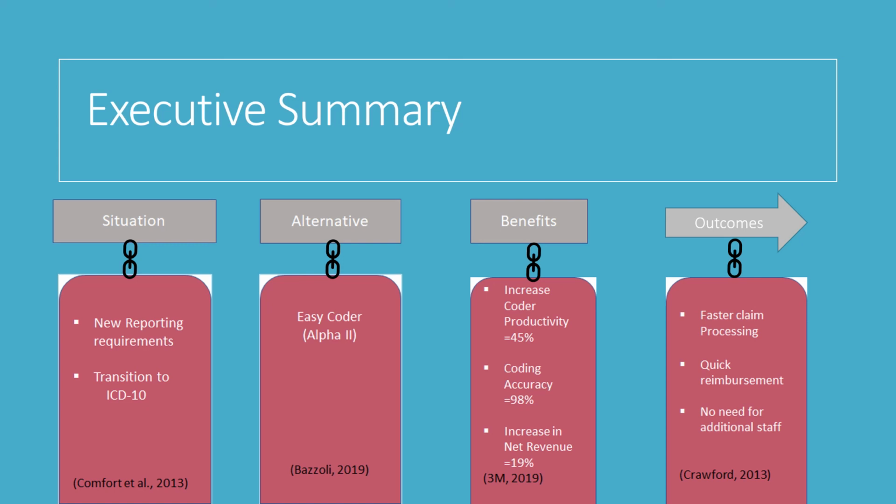Now, outcomes. There are outcomes. The adoption and implementation of this CAC system will improve many factors in the Health Information Department. But no need to fear. It will not take over and make people lose their jobs, but it only helps increase productivity. Also, it reduces claim denials, results in faster claim processing and quicker reimbursements. And there is no need, I say again, no need to hire more staff since it will increase the accuracy and productivity.